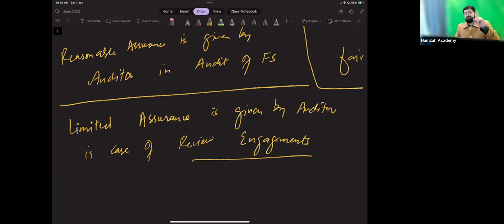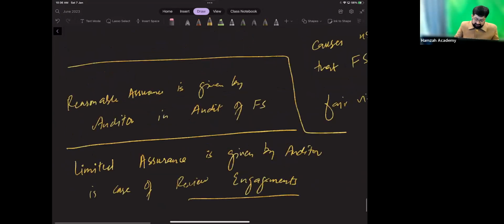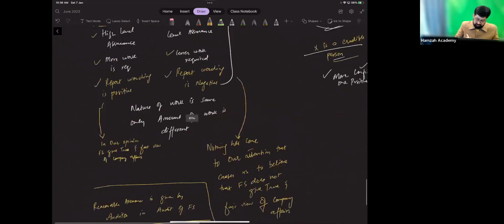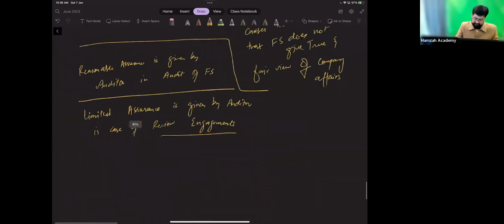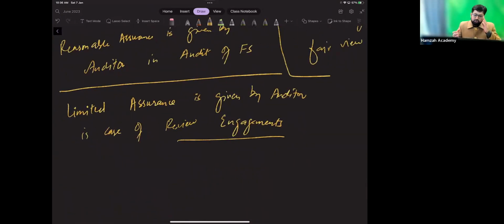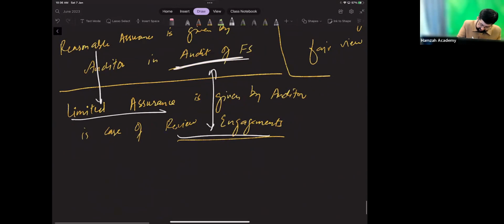Remember one thing. Whatever difference is here between the both, the nature of work is the same, but the amount of work is different. The same is the difference here, between reasonable assurance and limited assurance. Audit, same difference is here. Which difference? Amount of work. So, listen, I will explain, don't you worry.